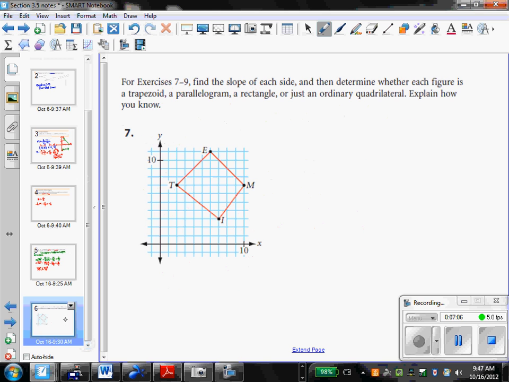The next example I have is a picture of a quadrilateral, a four-sided figure. Find the slope of each side, then determine whether each figure is a trapezoid, a parallelogram, a rectangle, or just an ordinary quadrilateral. Explain how you know. So let's review what those figures are.